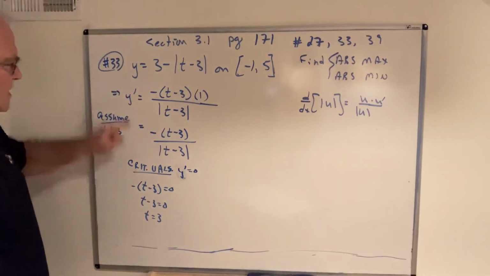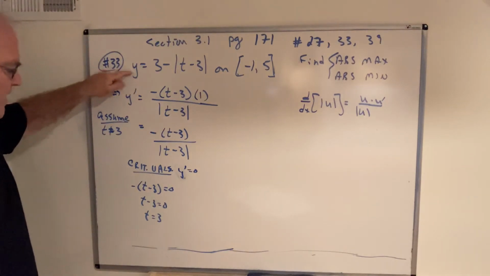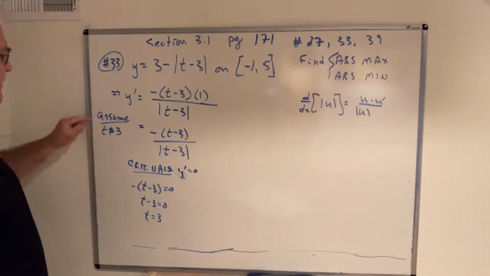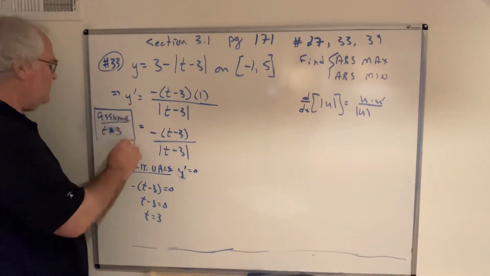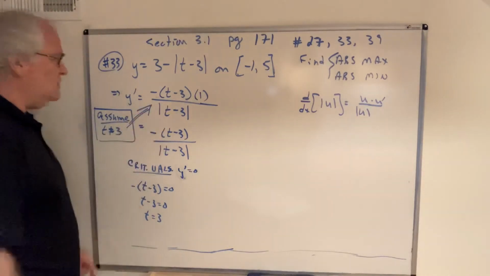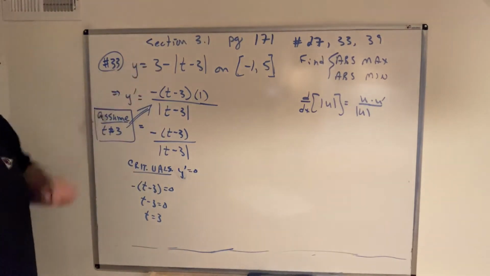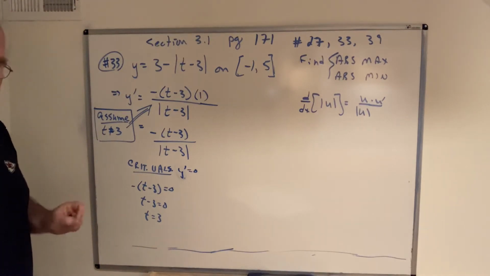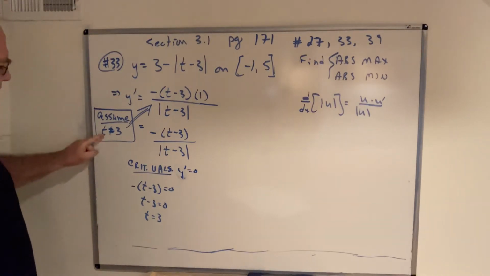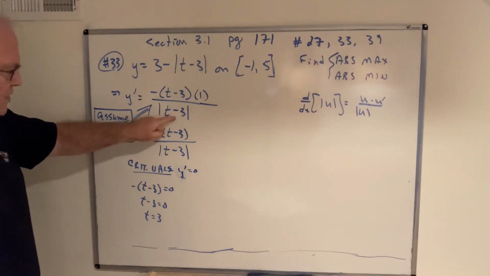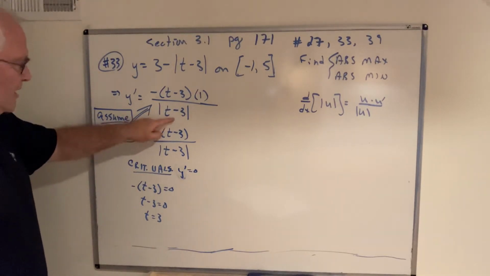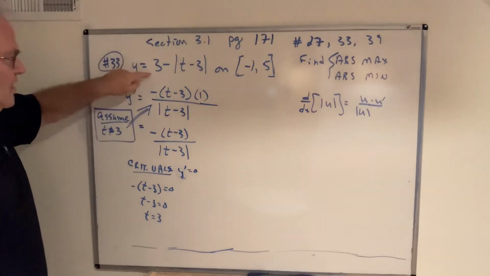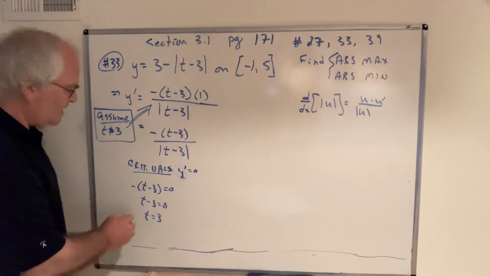Now, the thing is this, the function is defined at t equals 3. But the derivative is not defined at t equals 3. So this assumption applies to the derivative, not to the original problem. That's a bit of a fine point, and so make sure we have that. Assume t is not equal to 3. That assumes we're working with a derivative. For the derivative, we're not allowed to have t equal to 3. There is no slope of a tangent line at t equals 3. But there is a function value.